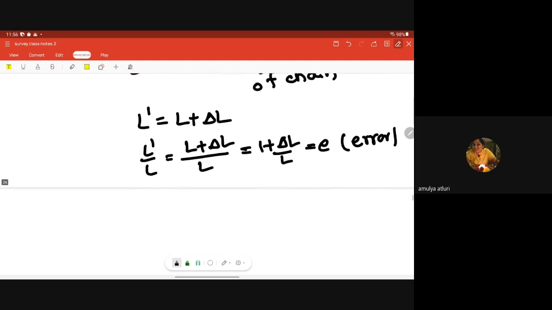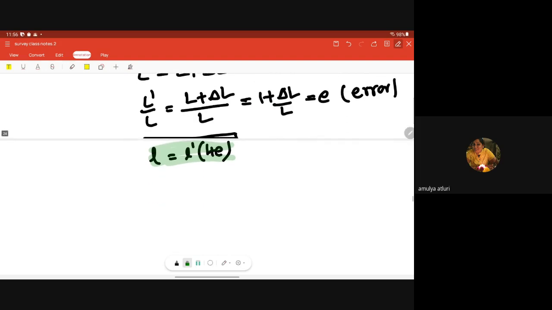Then what goes with L? L is equal to L dash of 1 plus E. Got this? So this is your corrected length. Corrected length L is equal to L dash of 1 plus E. L dash is the measured length, and E is the error. That error is calculated by delta L by L, the change in length over the true length.